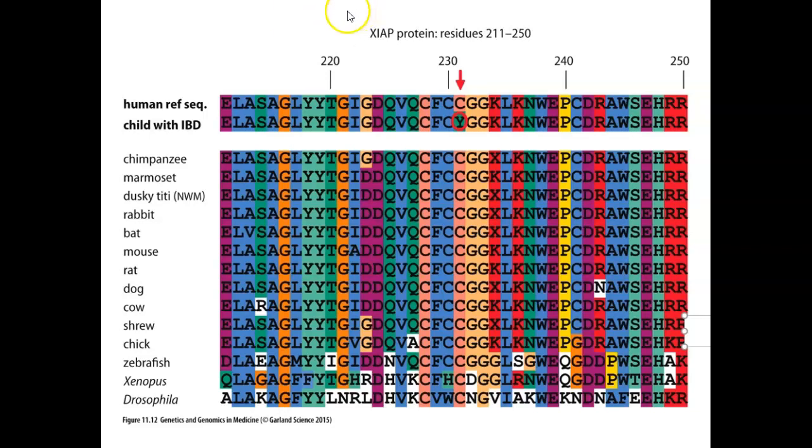So we can see here that in this particular case, there should be a cysteine at this particular location. But we find out through the sequencing that there's actually a tyrosine right here.